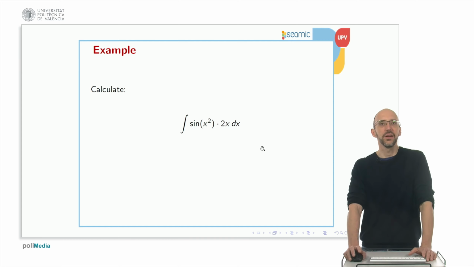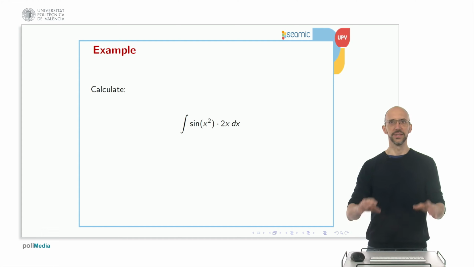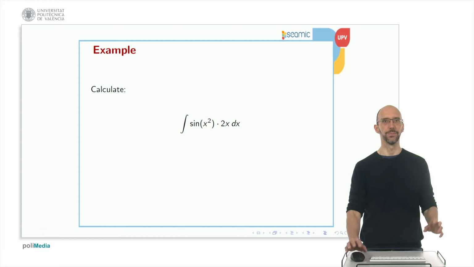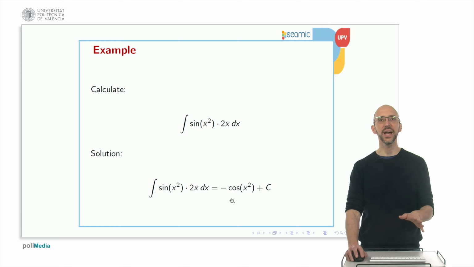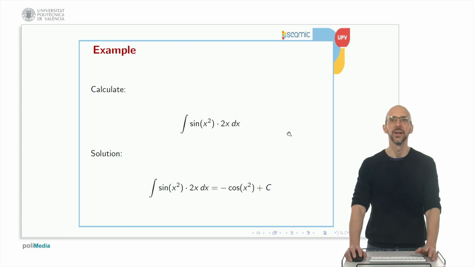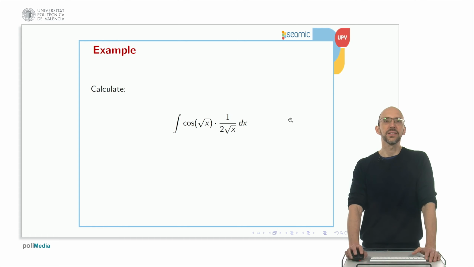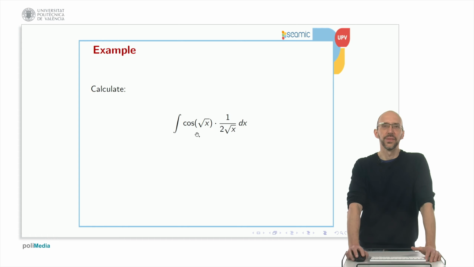So come, let's see another example. Sine of x squared times 2 times x. Perfect. Do you see the pattern? Sine of a function. The function now is x squared. Question, is the derivative outside? The derivative of x squared is 2 times x. So the answer is yes. I got everything. So the solution of that is negative cosine of the function between parentheses, x squared. Okay, piece of cake. Another example, a little bit more complicated this time.